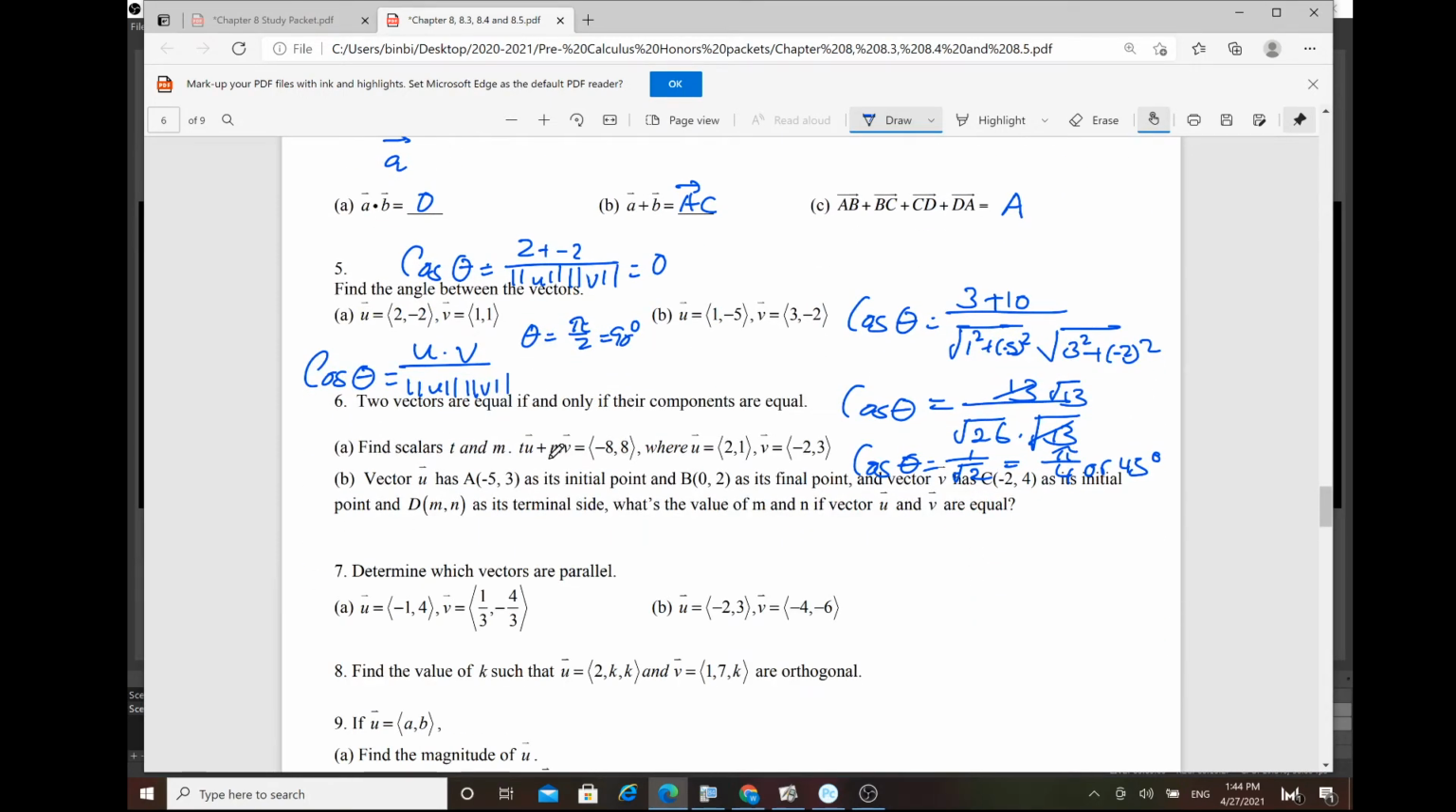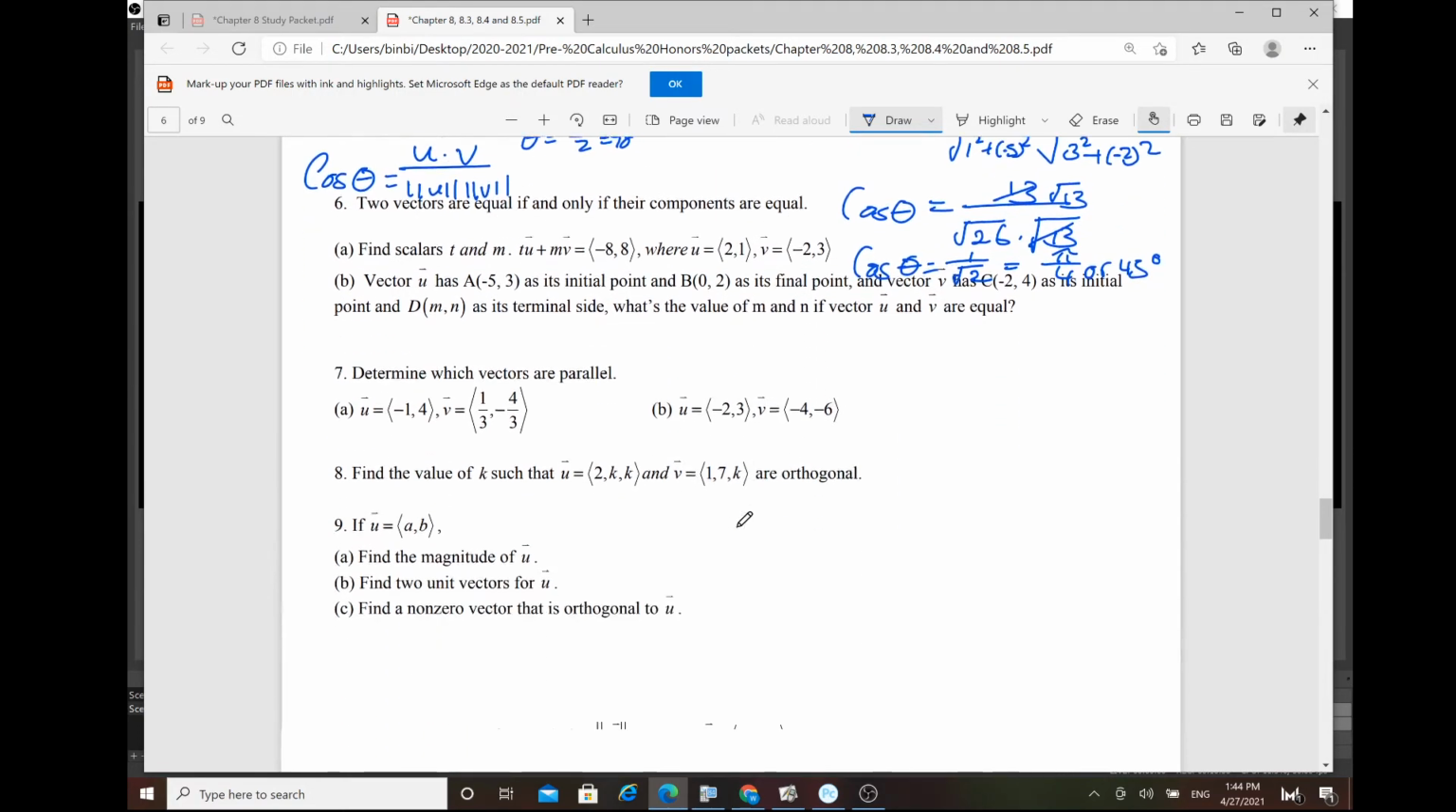Okay, so here's another one. Two vectors are equal if and only if their components are equal. This one just follows the definitions. So vector u has an initial point and a final, or terminal, point. You want to show that, well, this one you already know they're equal. So you want to find the other end point for the other vector. Okay, so try to work on something like this.